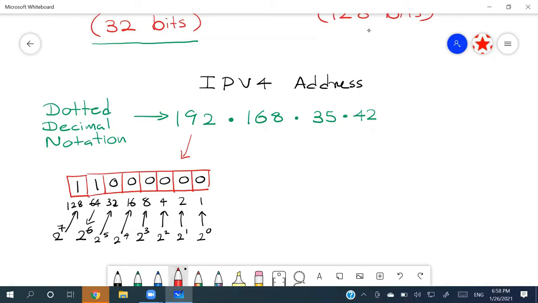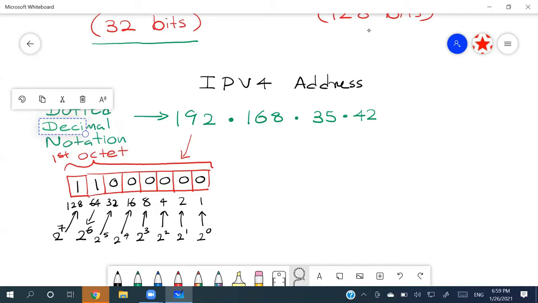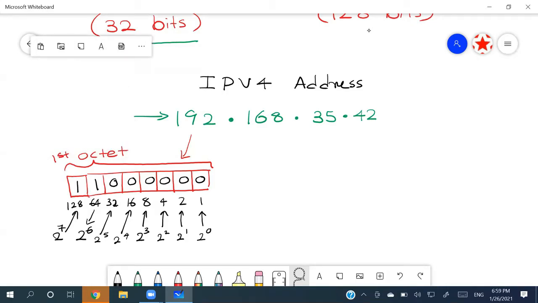So this particular set of bits is called an octet. Right? So actually this is the first octet. Right. So likewise, each and every dotted decimal value is represented.